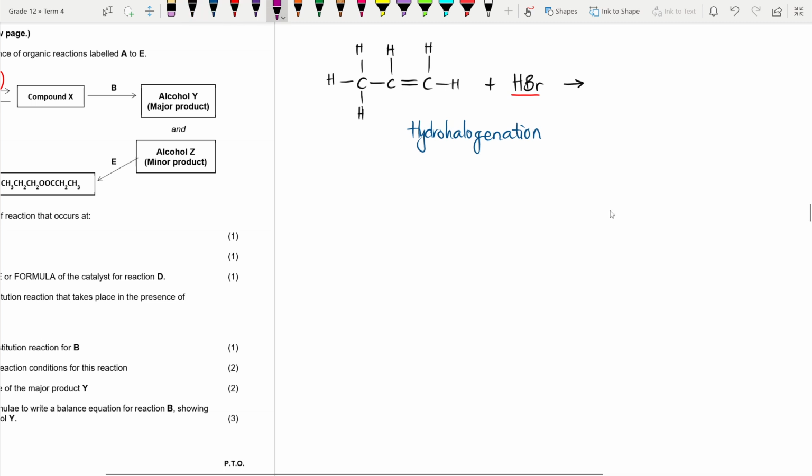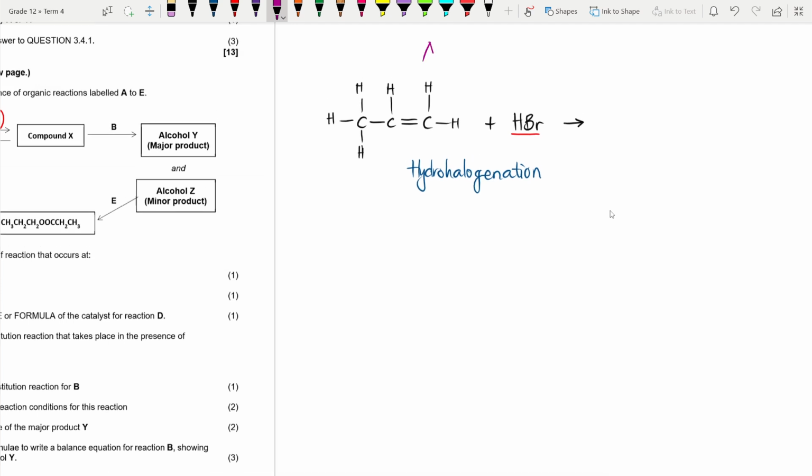So I'm just going to write on top here for ourselves: this is an addition reaction. So if they ask you what type of reaction is taking place here, you can either say addition or you can specify which kind of addition, and you can say hydrohalogenation. And we know it's an addition because we are going to make the double bond disappear. So whenever you're adding, the double bond has to go away. So the product that I expect to get here looks like this.